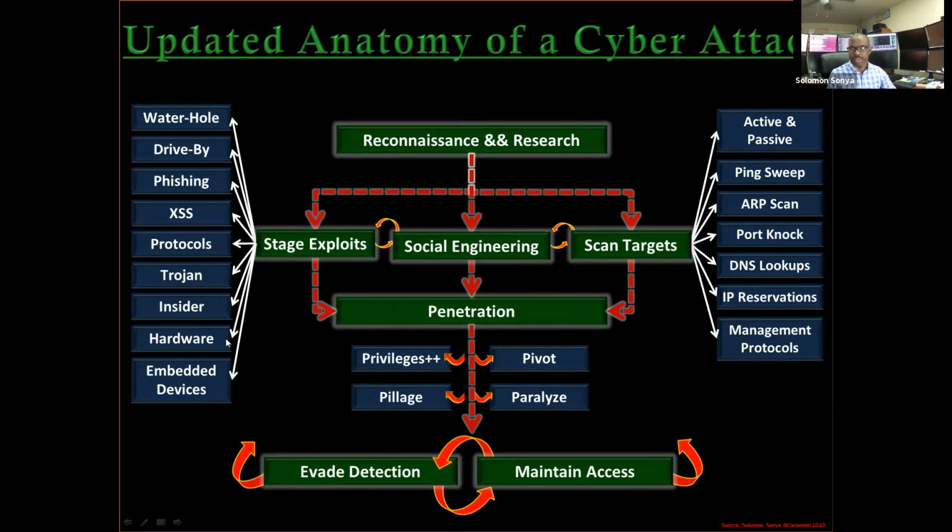The updated anatomy of the cyber attack still has the direct method across the right side, in which you have your reconnaissance, you scan, penetrate the machine, gain access to the system, privilege escalation, pillage, plunder, pivot, paralyze, and then evade detection, maintaining access. That's still here across your direct method, but more so, cyber attackers have changed the paradigm. We have changed the way that we would go after exploiting computer systems.